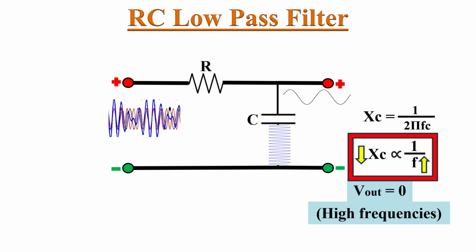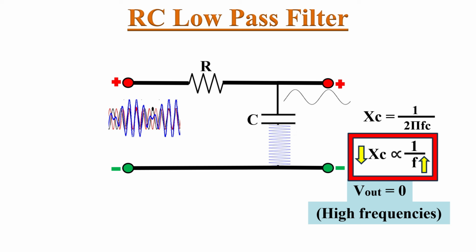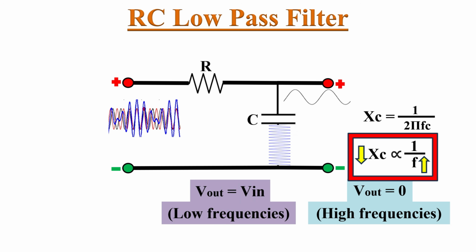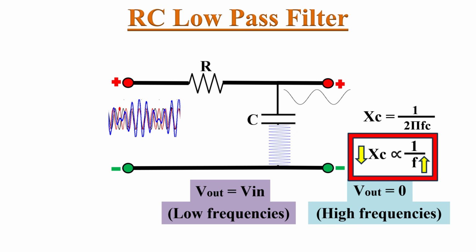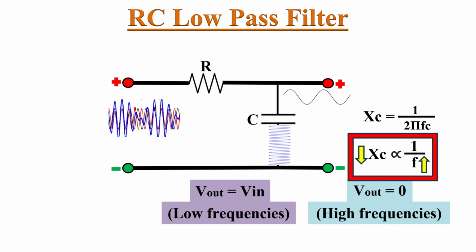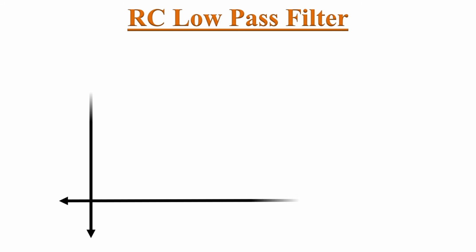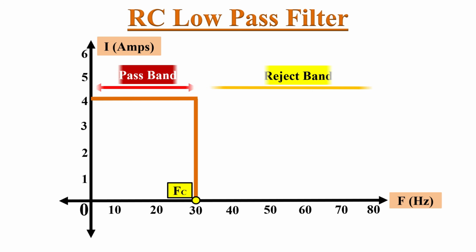Hence Vout will appear across the output terminal. So we can say Vout is maximum, or Vout equals Vin, for a low frequency signal. In this way, this series RC circuit acts as a low pass filter. It passes the low frequency components in the input signal and rejects or attenuates the high frequency components in the input signal.